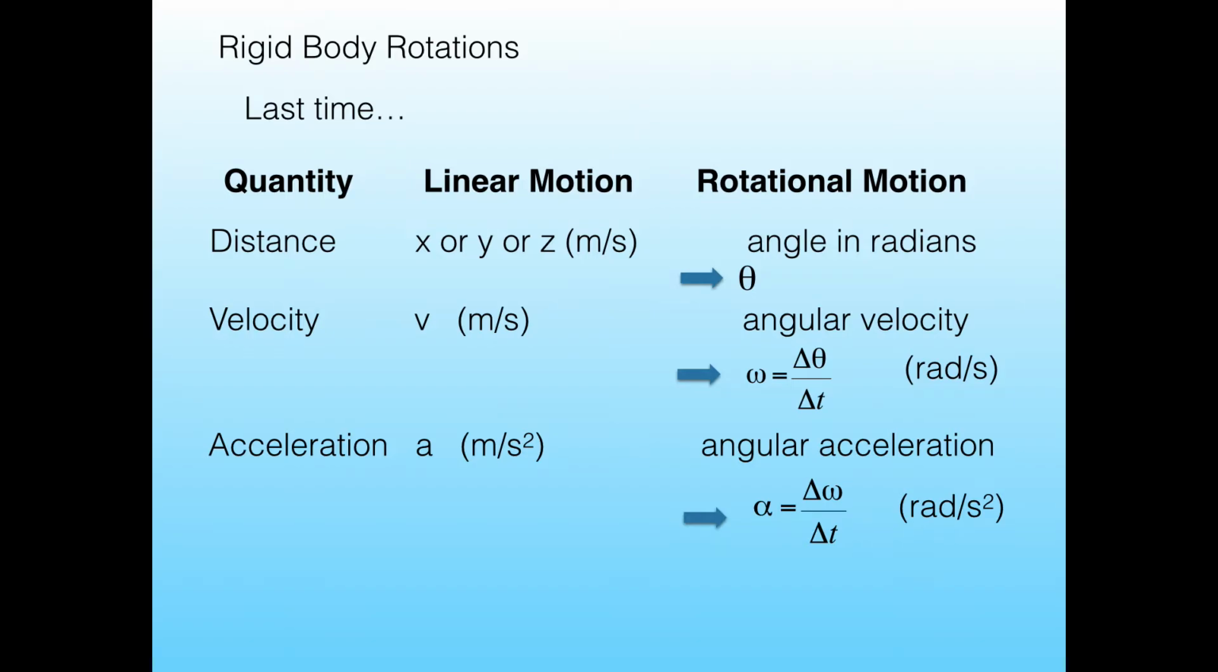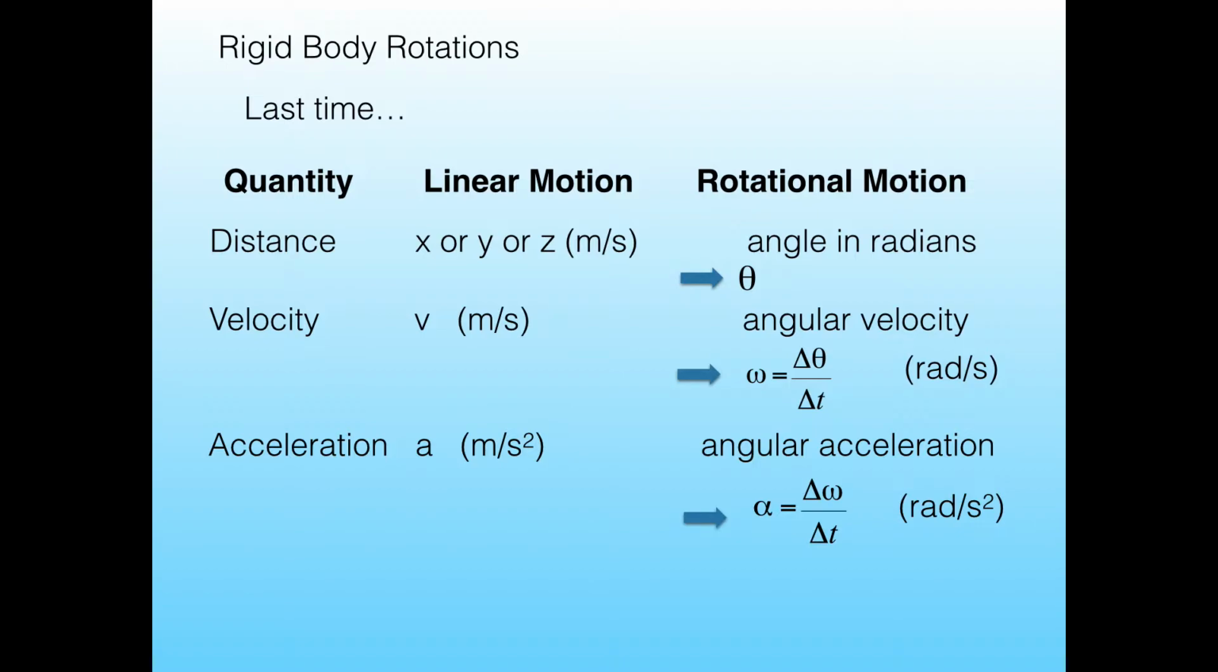Last time we talked about center of mass motion and rotational motion of a rigid body around that center of mass. We talked about how these rotational motions are related to their linear analogs. For instance, distance is proportional to the angle in radians. Velocity is similar to angular velocity, and acceleration is similar to angular acceleration. Just like for linear motion, which had linear kinematic equations, we have rotational kinematic equations that you can use to relate the angle, the angular velocity, and the angular acceleration.